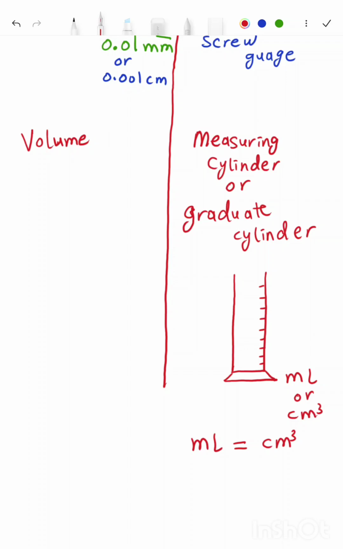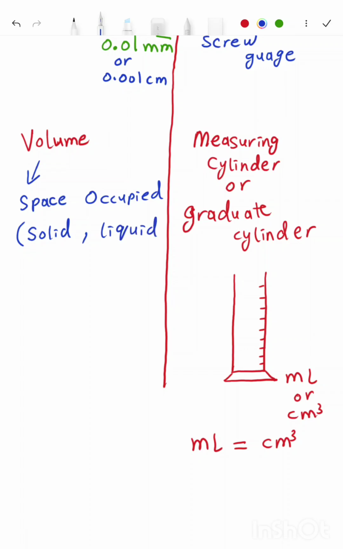But of course, if we have to measure a small volume of a liquid, then in that case we must use a smaller unit, that is a milliliter or a cubic centimeter. Now volume, as you know, is the space occupied by anything. The space occupied by anything means that it could be any type of matter, so we can measure the volume of a solid or a liquid or a gas.